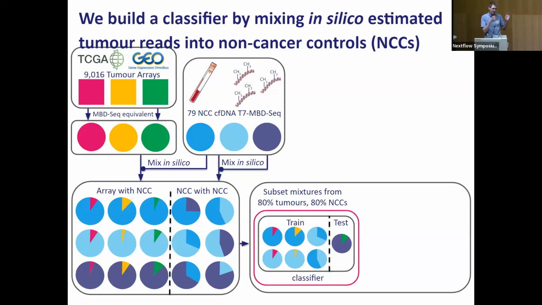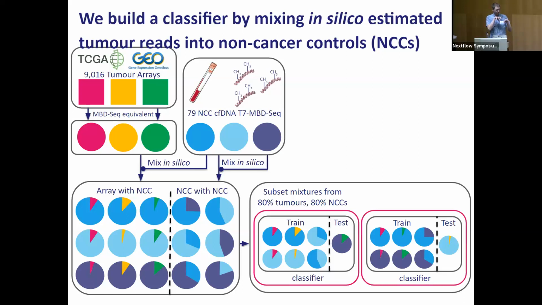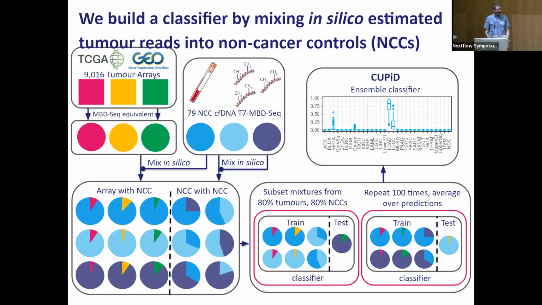And then I subset those mixtures, because I've taken my original 2 sets of data and expanded them into a massive data set, which comes from all of those. So I might want to make sure I'm not overfitting. So I take subsets of that and train lots of individual classifiers. I train 100 of these sub-classifiers and then average over those. And that gives me an ensemble classifier that has 30 different tumor types, and I make predictions for a sample.